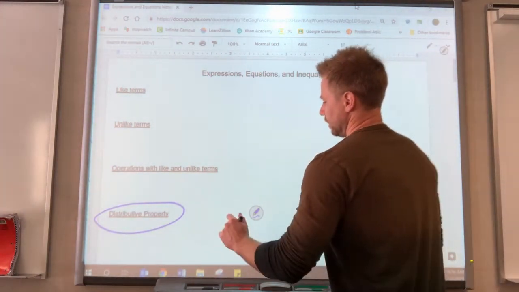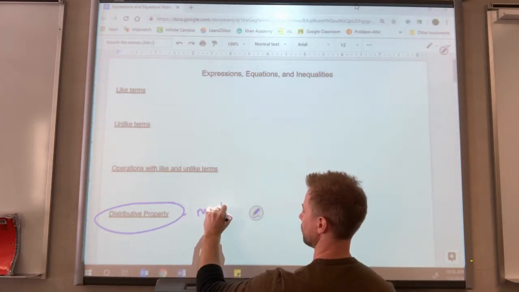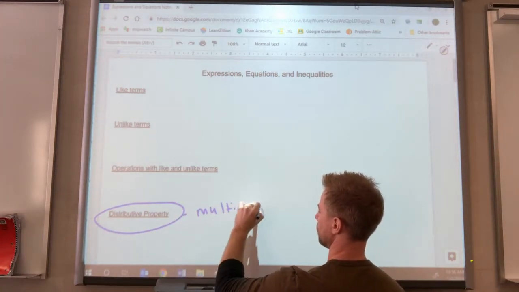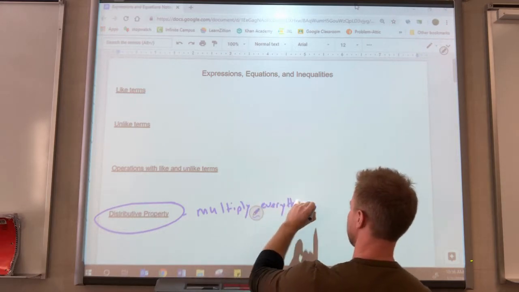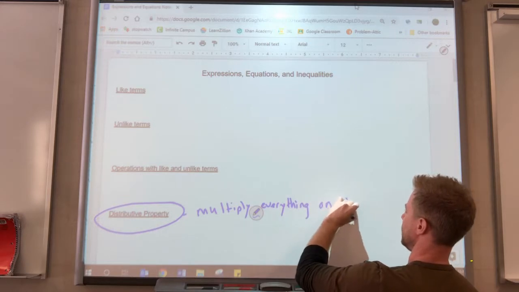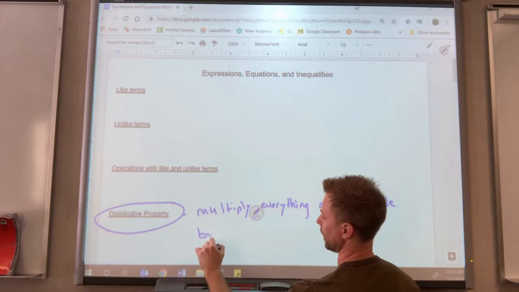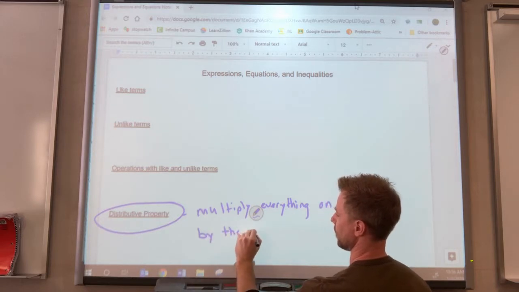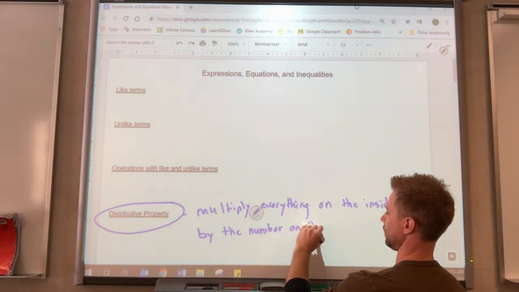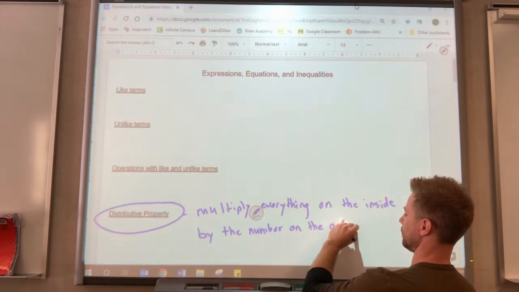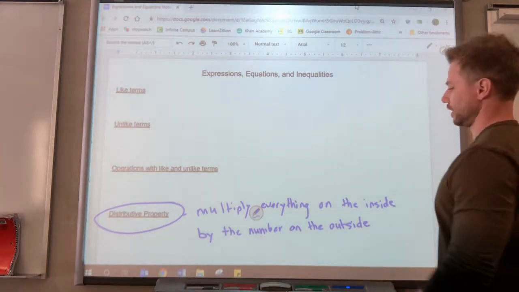Okay? So let's write that down. Multiply everything on the inside by the number on the outside. Okay, so let's take a look at an example of that.